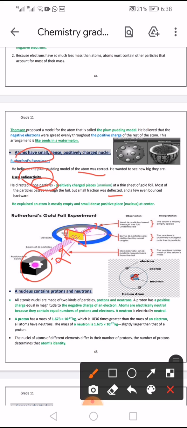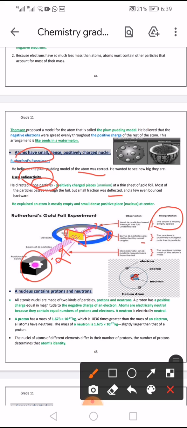This means the atom is mostly empty space. Most of the atom is empty space. Some particles are deflected by a small angle, which means that the nucleus is positively charged, as is the alpha particle. When they deflect, this means the atom contains a nucleus which has a positive charge.